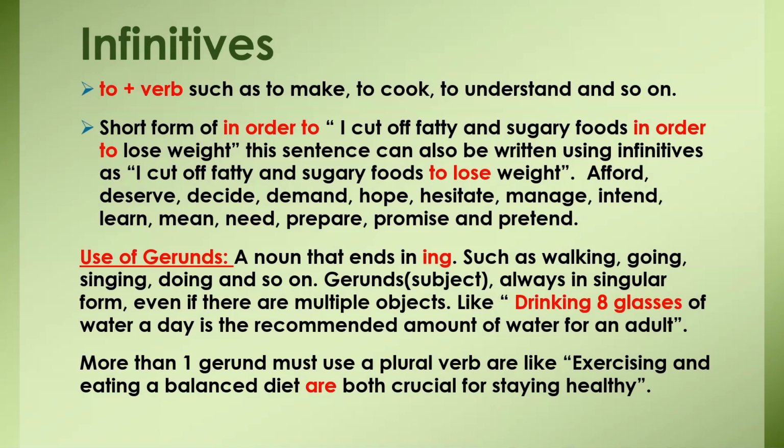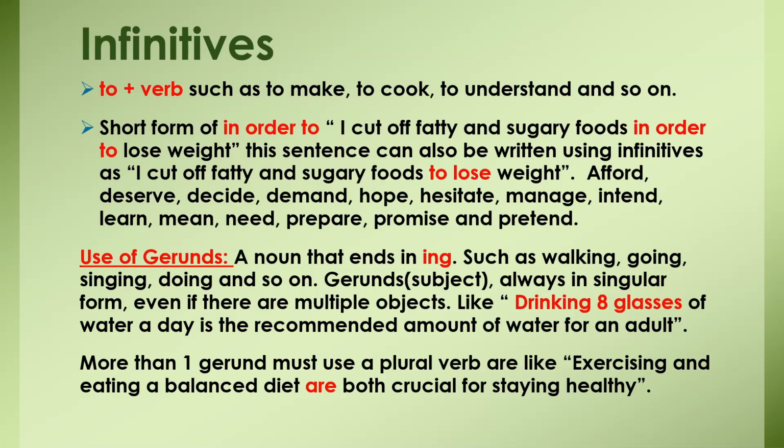Now next is use of gerunds. A gerund is a noun that ends in ing. Some examples of gerunds are walking, sleeping, eating, talking, exercising, singing, doing, going, and so on. When gerunds are used as a subject, they are always in the singular form, even if there are multiple objects. For example, drinking 8 glasses of water a day is the recommended amount of water for an adult. Although I said 8 glasses, I used the singular verb is.